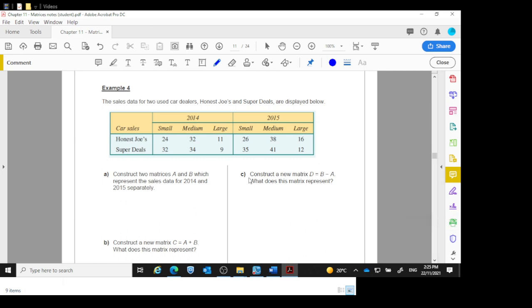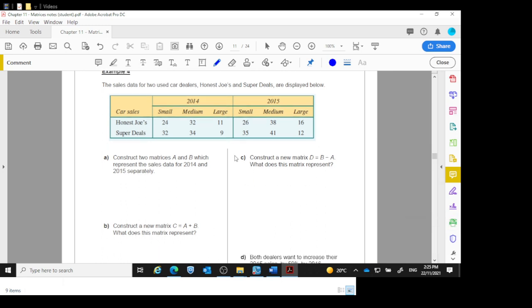Example 4. The sales data for 2 used car dealers, Honest Joe's and Super Deals, are displayed below. Construct 2 matrices A and B which represent the sales data for 2014 and 2015. Well, there we can see 2014, there we can see 2015 and the car sales for the 2. So really, there's our matrices.